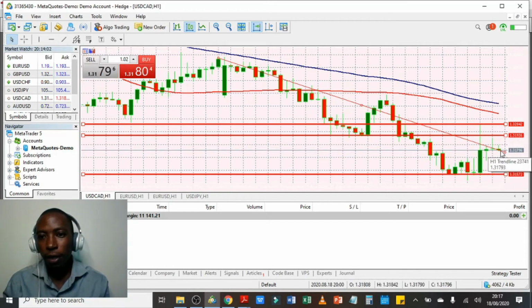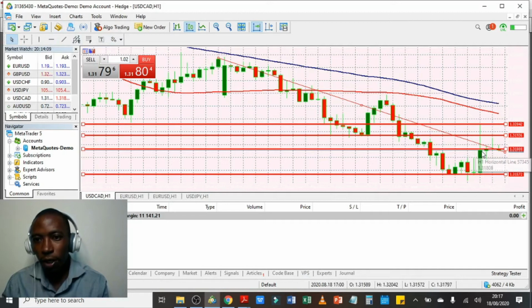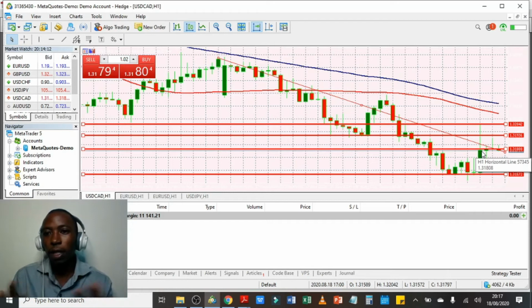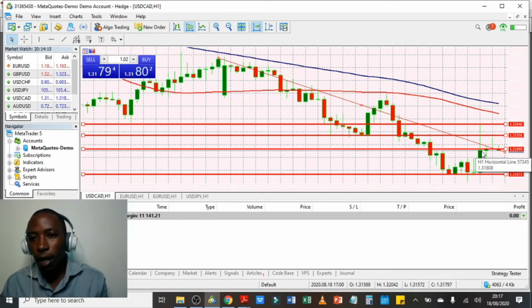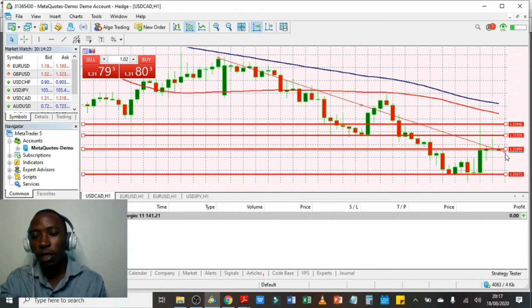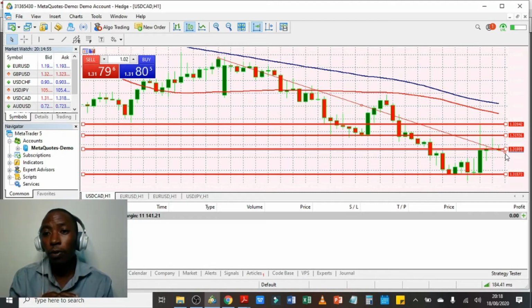There's some kind of support over here. Let me draw another trend line over here. There's some kind of support. The market is consolidating at 1.31808, and it will either break and keep going low or keep going high. As you can see, our trend line is still in place and the market is now trading on that trend line. If you're selling, you put your stop loss slightly above the trend line, and if you're buying, you put your stop loss slightly below the trend line.